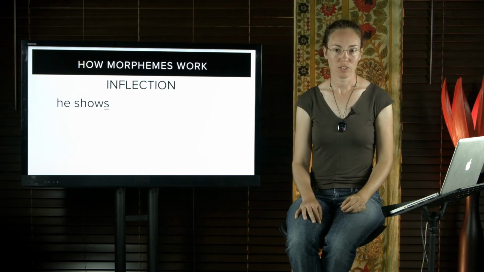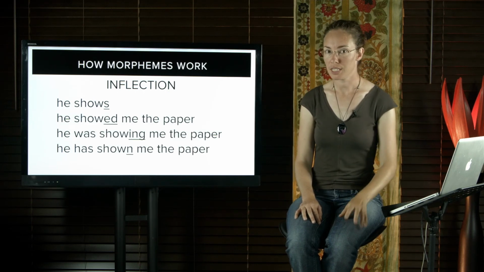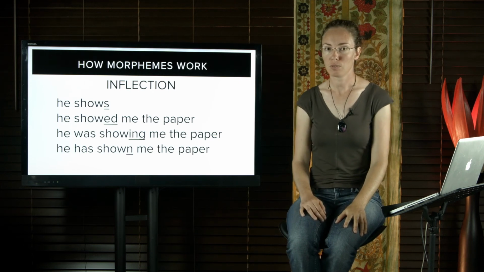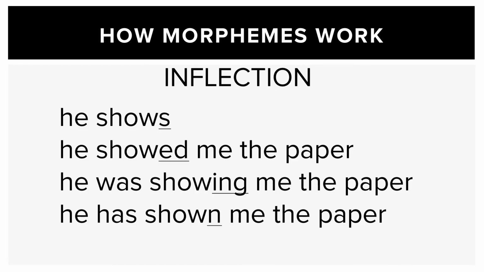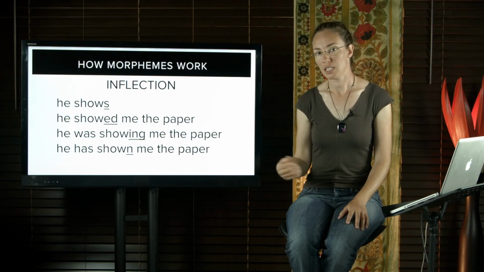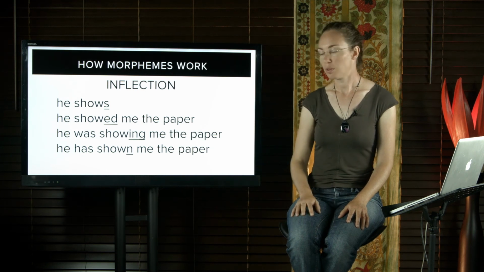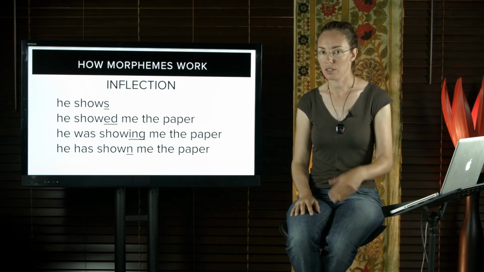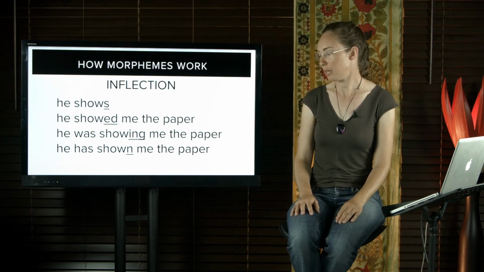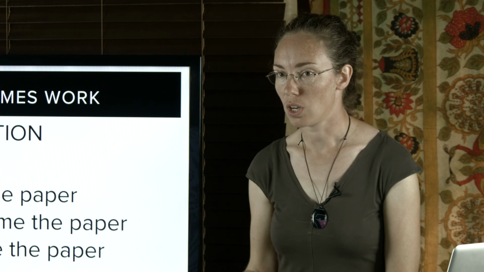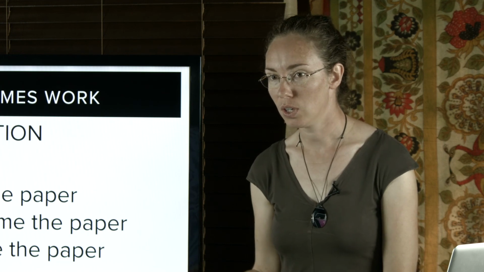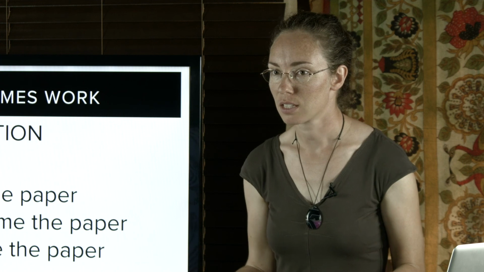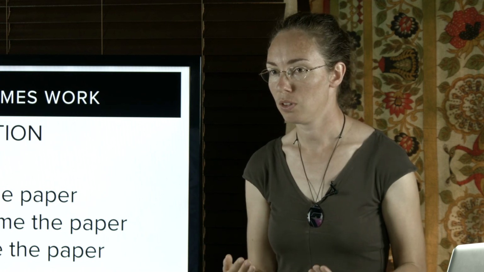Some other examples of inflectional morphemes are the ending ed, that adds grammatical information of tense, so he showed me the paper. The ending ing adds the grammatical information of aspect, so basically that the event is ongoing. He was showing me the paper. And the endings ed or en or n add grammatical information of aspect, so that the event is completed. He has shown me the paper. Show, shows, showed, showing and shown are not different words with different meanings, but they're different forms of the same word, the verb to show.